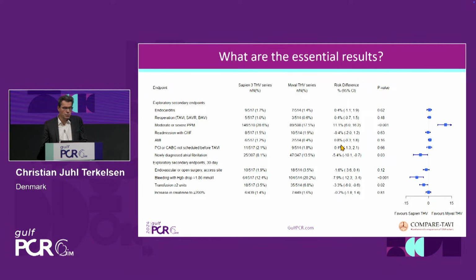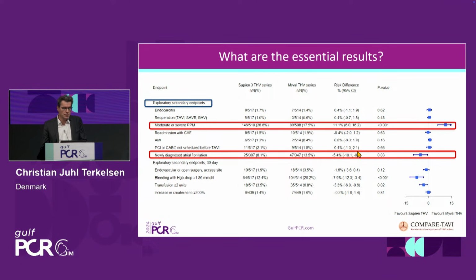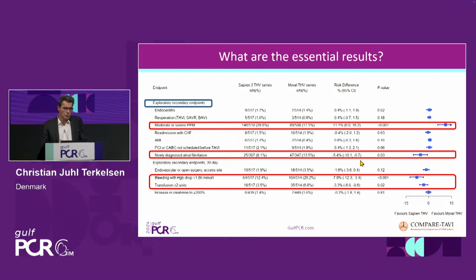Whereas if we look at the exploratory secondary endpoints, we could see that patient-prosthesis mismatch was favored in Myval, which means that they had a larger effective orifice area for all valve sizes and all annulus sizes. Whereas SAPIEN-treated patients had less atrial fibrillation and also less bleeding.